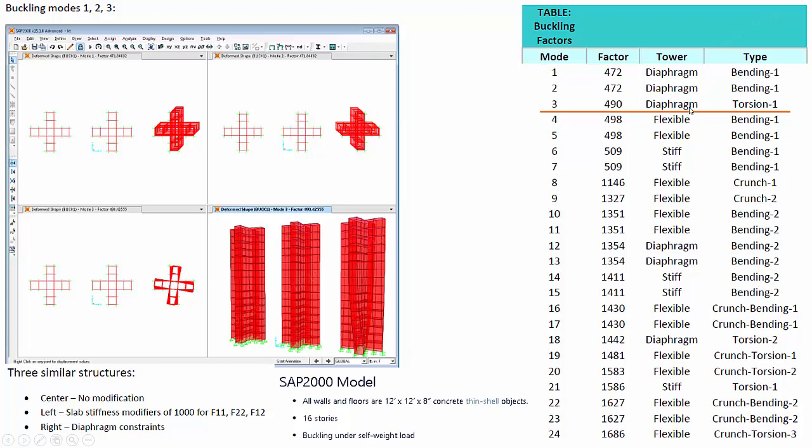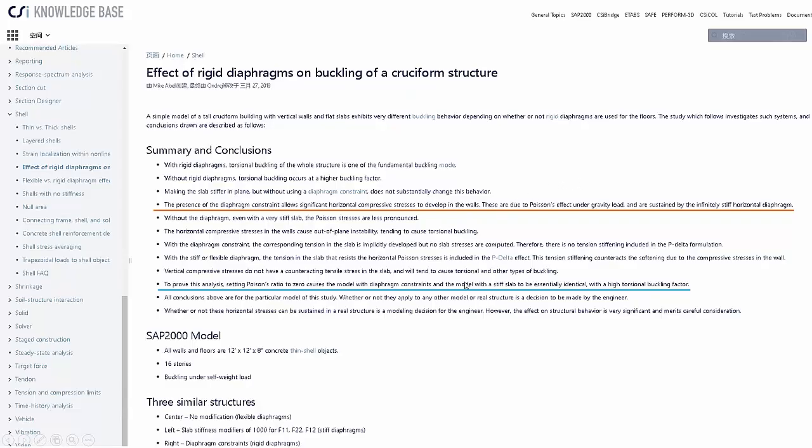Now, the striking difference is that rigid diaphragm constraints seem to substantially lower the buckling factor of the torsion buckling mode. Now, the author experimented further with the model by setting Poisson's ratio to 0 in the rigid diaphragm model, and since the result came back almost identical to the stiff version, he concluded the so-called Poisson's effect sustained by the infinitely stiff horizontal diaphragm constraint is behind the discrepancy in the analytical results.